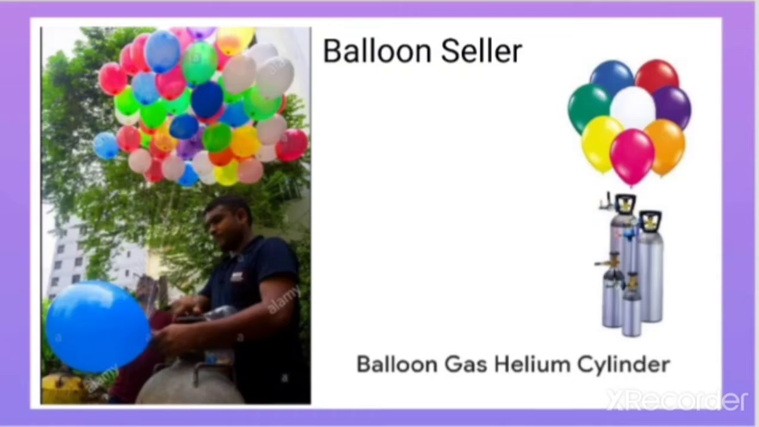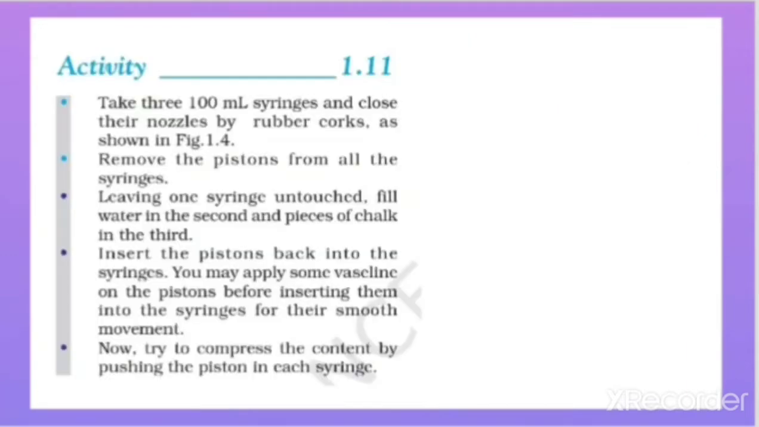So that is what we have to discuss. In this video we are going to discuss the gaseous state and its properties. So let us do an activity, that is activity 1.11. Now let us read out the activity here. Take 300 ml syringes and close their nozzle with rubber corks. Remove the piston from all the syringes, leaving one syringe untouched. Fill water in the second and a piece of chalk in the third.